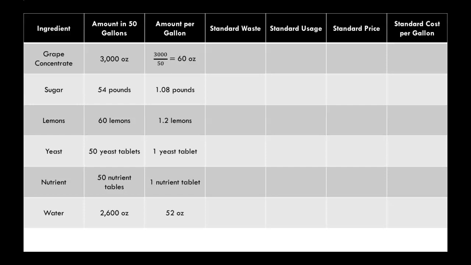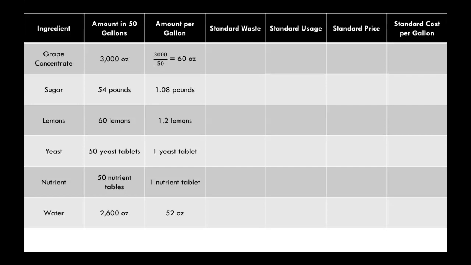So we're going to do that same step for each ingredient. So 54 pounds of sugar divided by 50 gets you 1.08 pounds. 60 divided by 50 gets you the 1.2 lemons. Yeast and nutrient tablets, we need 1 per gallon. And then 2,600 divided by 50 gets you the 52 ounces of water that you need.